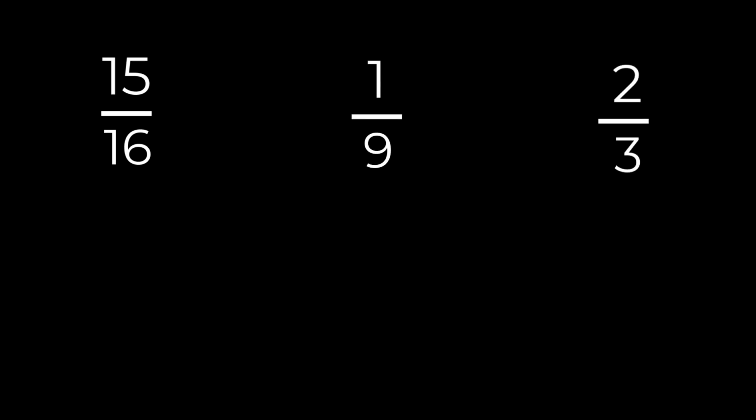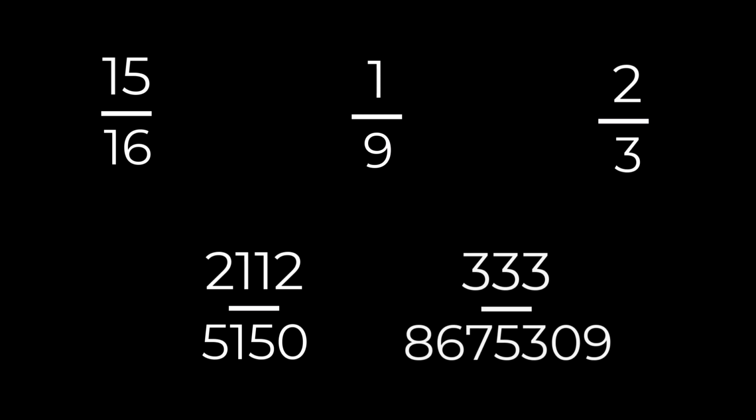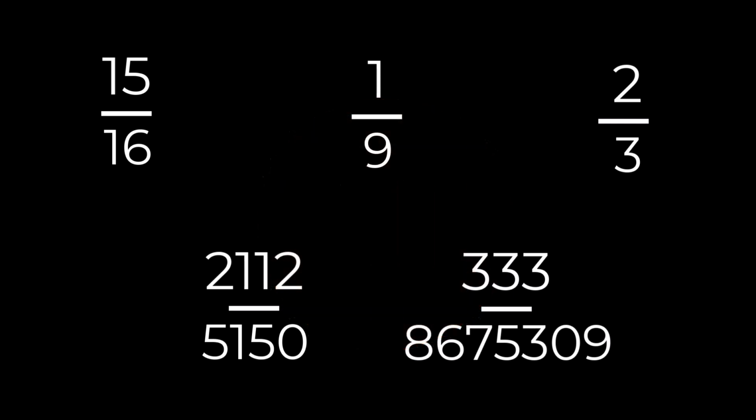Okay, friends, let's try changing some fractions to percentages. We'll start with 15/16, and then we'll add in 1/9. 2/3 sounds pretty good, and then just to practice, we'll do 2,112 over 5,150, and why not? 333 over 8,675,309. Okay, go ahead and hit pause on this video, change each one of these to a percentage, and then when you're ready to check, we'll do them together.